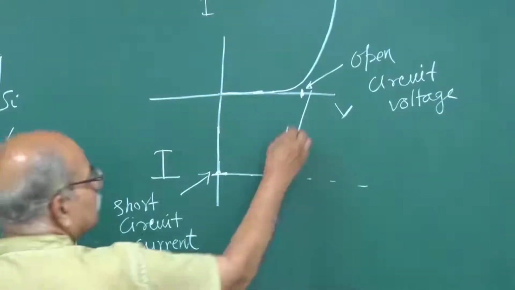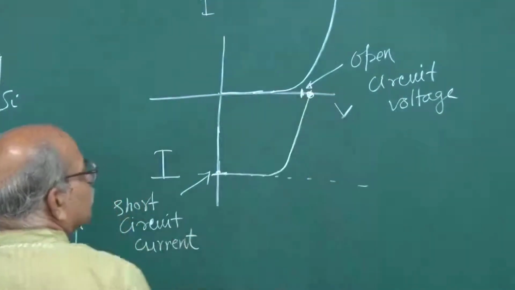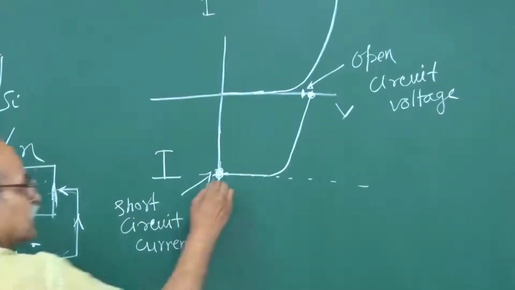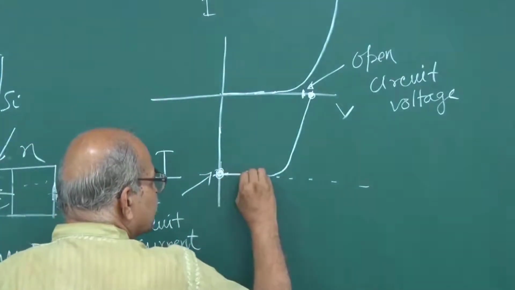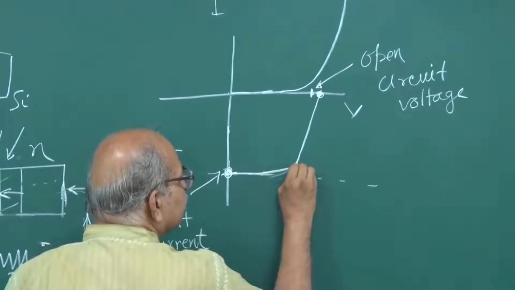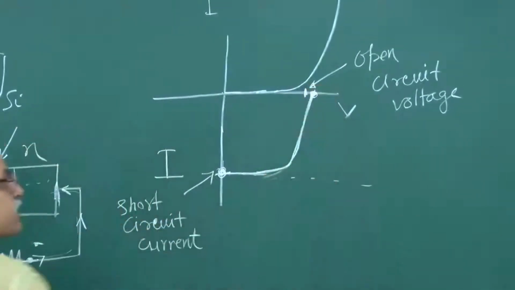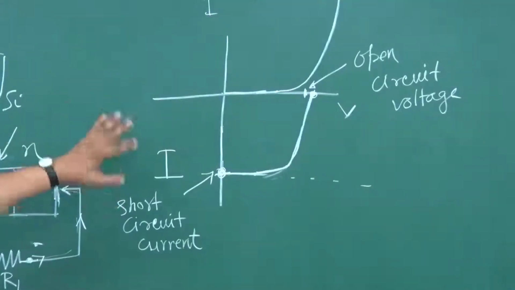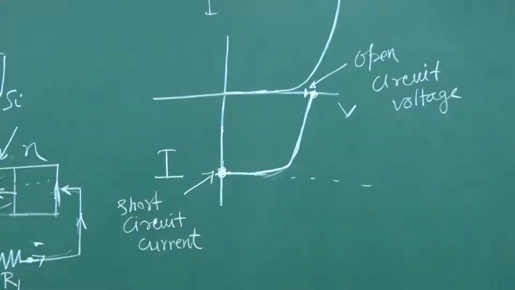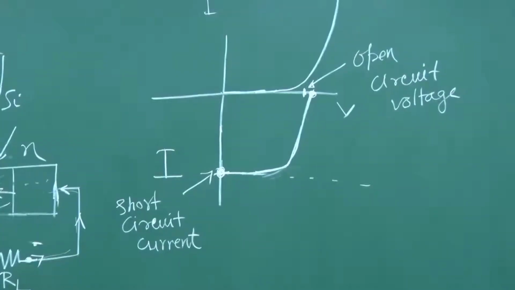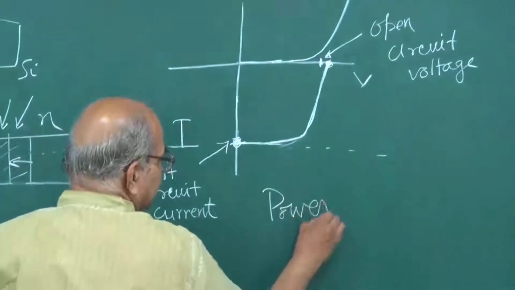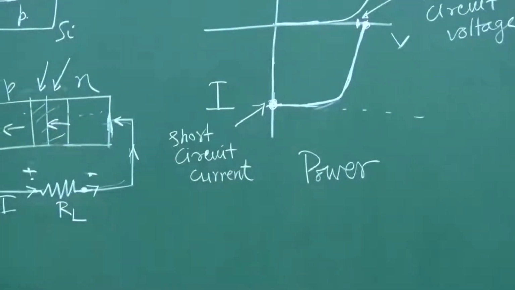Okay. So, here you have that open circuit voltage, here you have that short circuit current, and in between you have almost very slow variation, and then it turns, and then it goes and it hits here. So, that is the kind of IV characteristic displayed by these solar cells. What about power? Because we are interested in power. From solar panels, what we need is power.